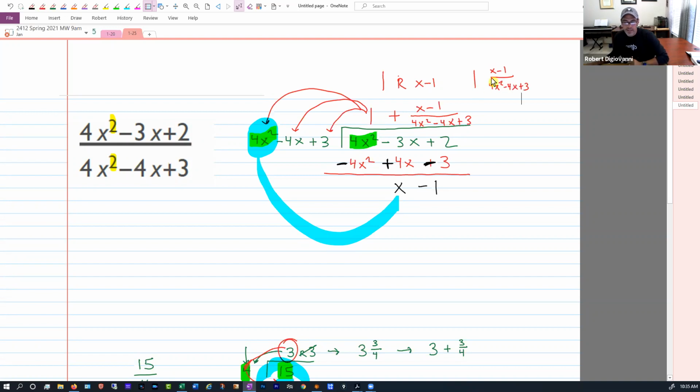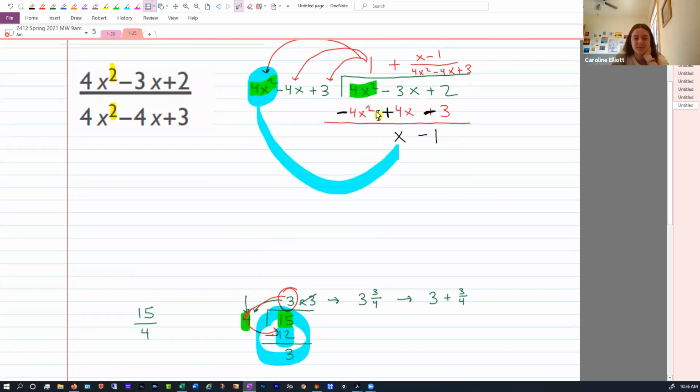But this really means 1 plus that remainder over the divisor. Okay, got it. Thank you. Is everyone okay with that or not? Yes, sir. Okay, so now let's see where we are.